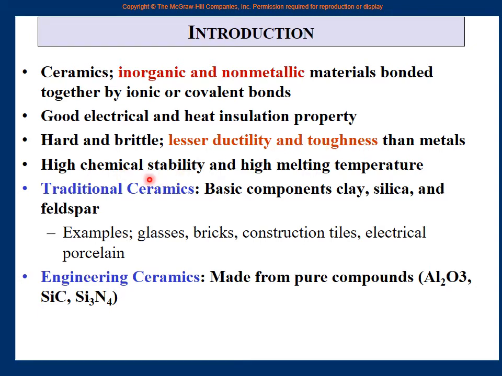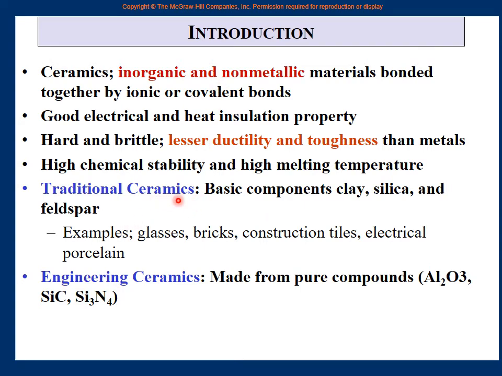Then chemical stability is very high. It means that they do not react with other materials easily. So this is a very good property. And they have a very high melting temperature. This is their most important property, that their melting temperatures are generally even higher than metals. So they are high temperature resistant, right? So this is a general background of what are ceramics.